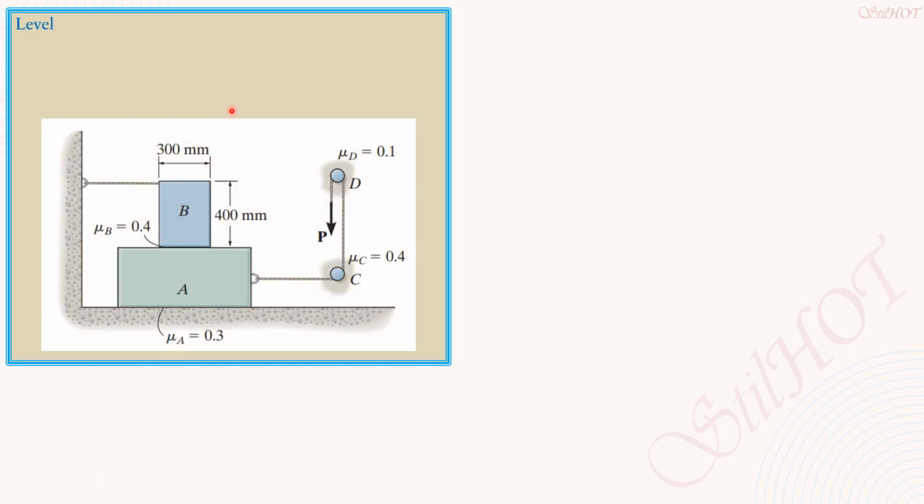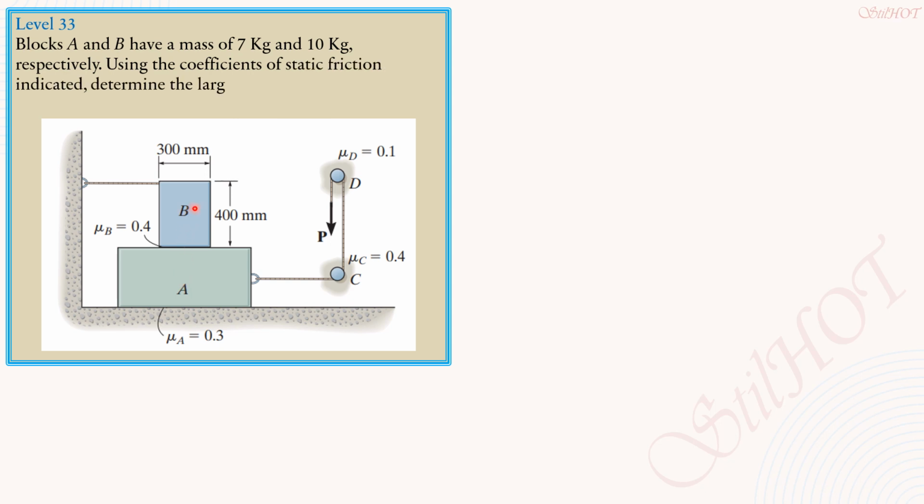Level 33. Blocks A and B have a mass of 7 kilograms and 10 kilograms respectively. Using the coefficients of static friction indicated, determine the largest vertical force P which can be applied to the cord without causing motion. Since P is the largest vertical force without causing motion, this would be the tight tension, considering the peg and the cable or rope in this part. So all sides here will be treated as the tight tension.